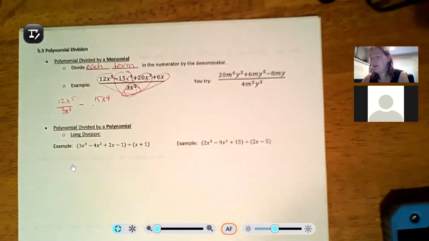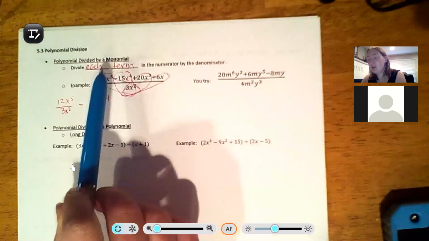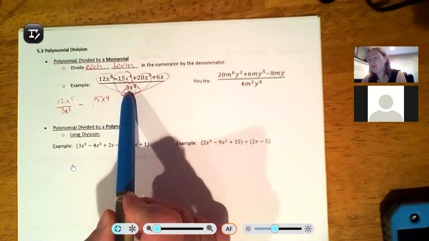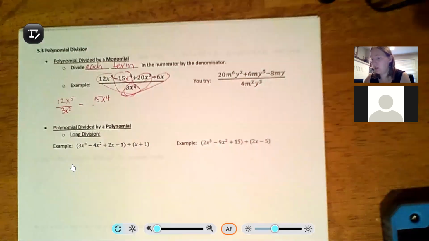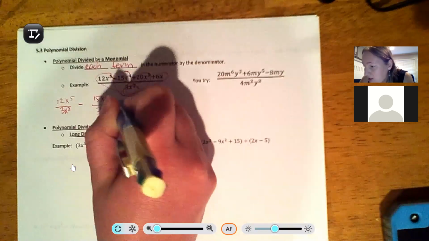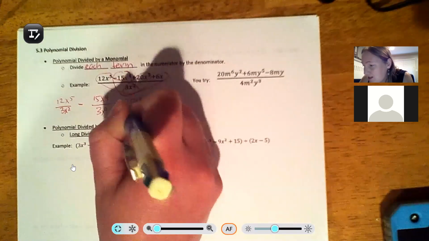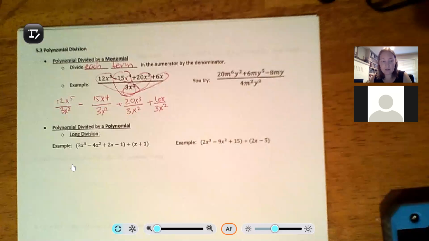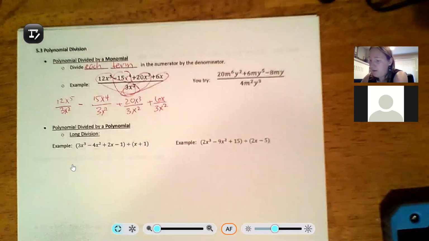Yeah. Okay, so when you have only one term in the denominator, you can divide each of them by that. And so you just divide each of them by the denominator. This is more of an exercise with rules of exponents and just simplifying fractions. So that can reduce to 12 divided by 3 is 4.